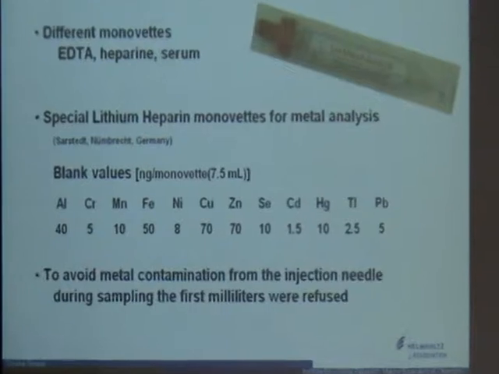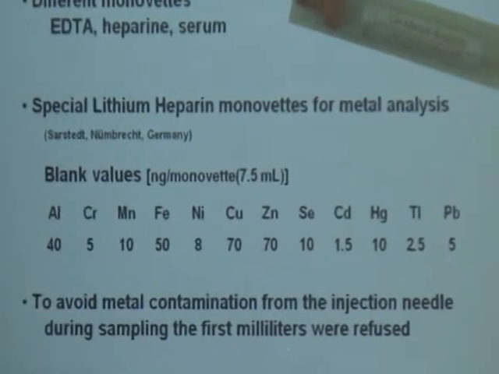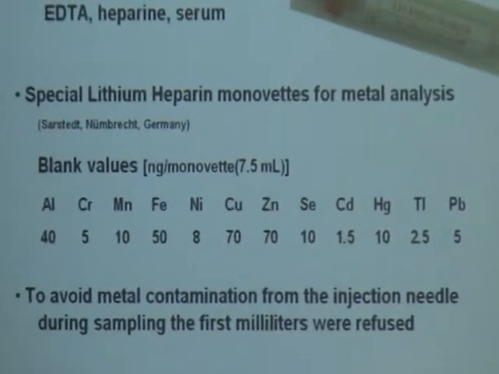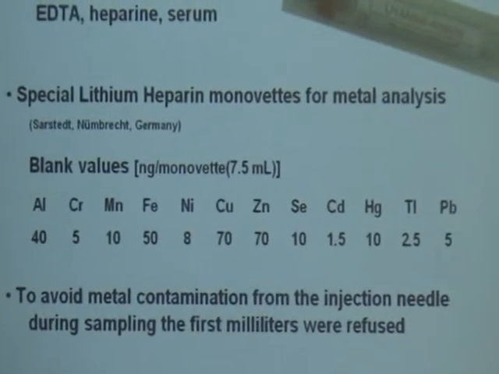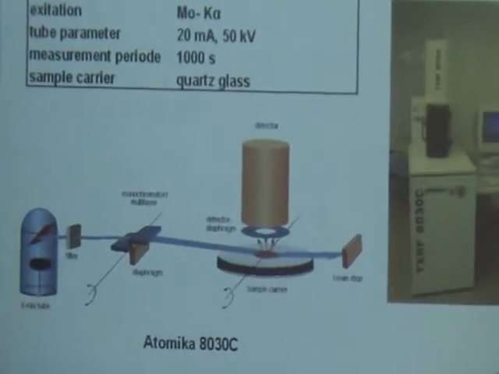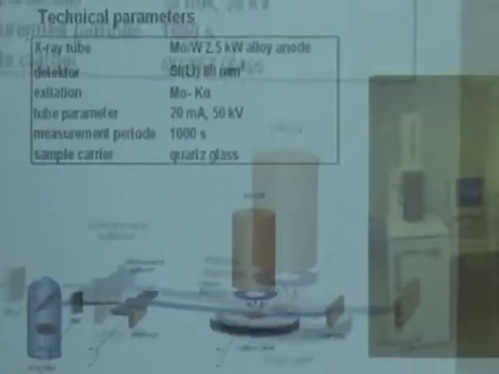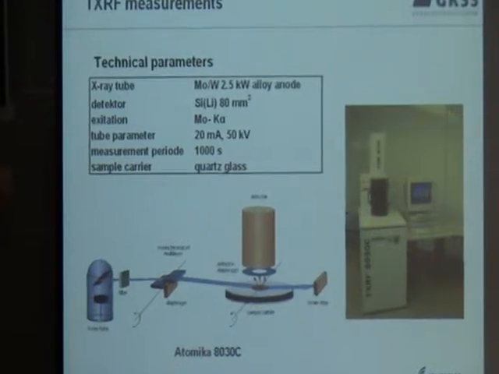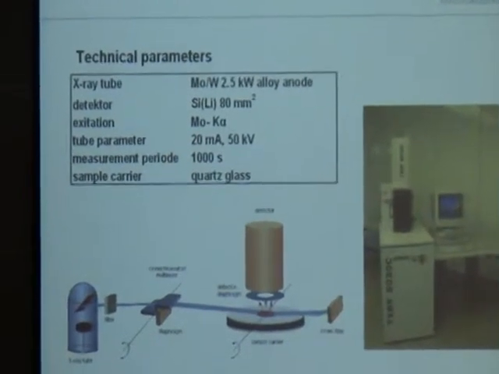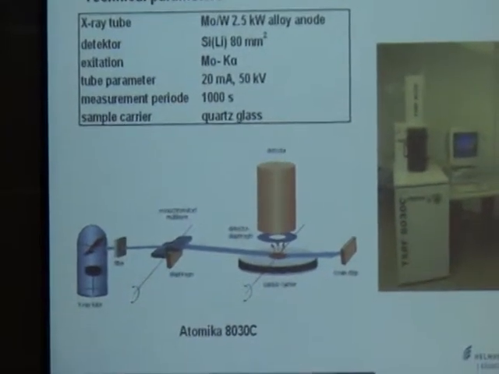And then during the sampling, we try to refuse the first milliliters of the sampling needle, not to get the trace elements of the needle. For analysis, we use the parameters. Most of the time we use the molybdenum K-alpha excitation.